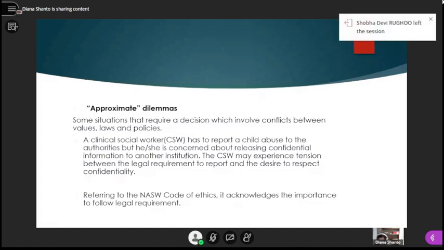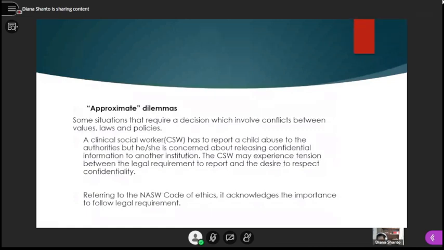But la loi est claire, you have to report any case of abuse the same day to the Ministry of Women, to the Child Protection Services. But you feel like you cannot report that, it's like you're breaking their confidentiality. Quoique, au début, vous avez déjà dit, everything is confidential except there is a case of abuse, etc. Donc, referring to the Code of Ethics of the National Association of Social Workers, it acknowledges the importance to follow legal requirements. You have to follow legal requirements, c'est important.